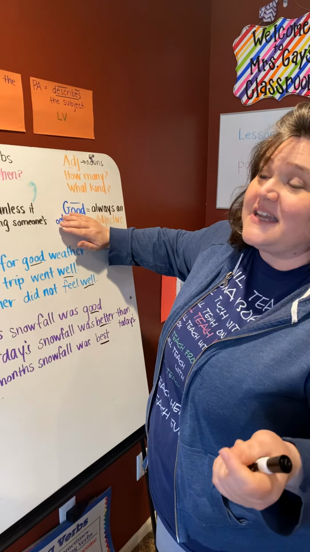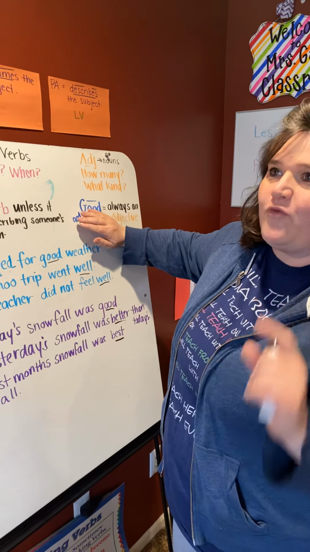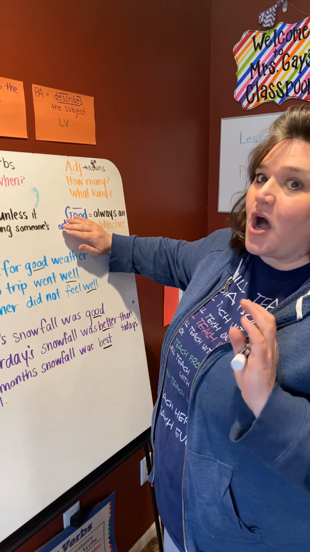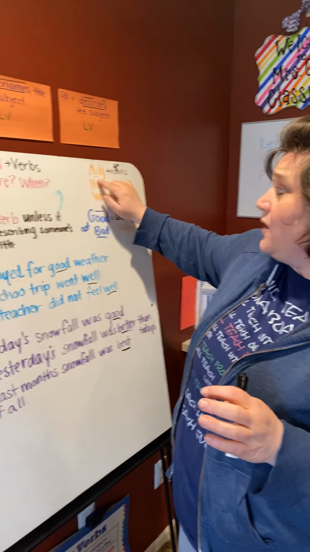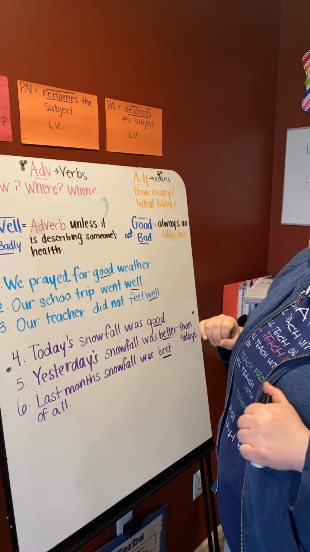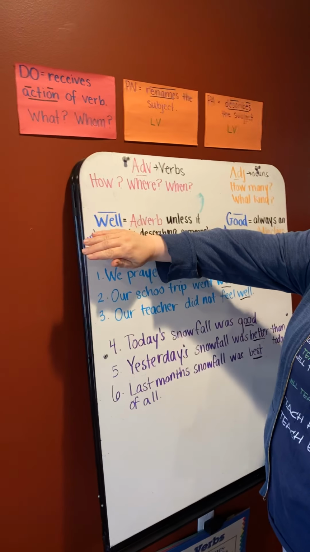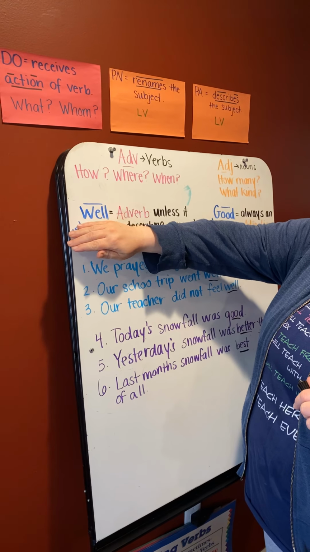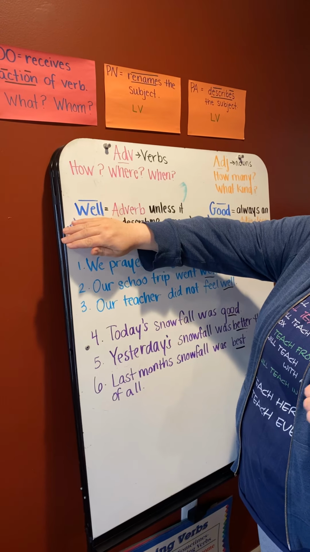So if it's always an adjective, what type of words does the word good describe? Well, it describes nouns, always. So good, always an adjective. Well, we use to describe verbs. So well is almost always an adverb.